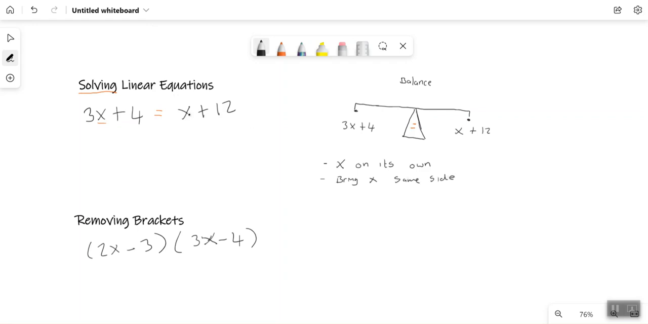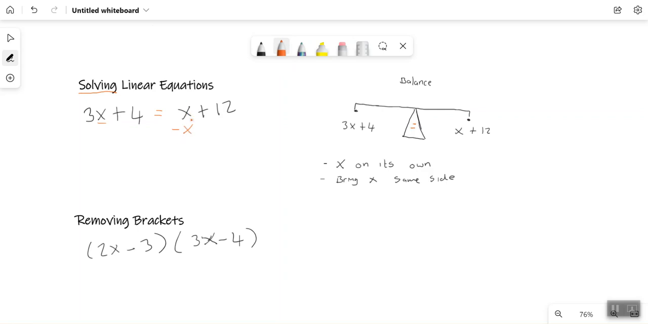So what does that mean? It means we want to take this x that's on the left hand side and bring it over onto the right hand side. So in order to get rid of the x on the left hand side, so this is plus 1x, in order to turn that to 0, I have to minus x from the left hand side.